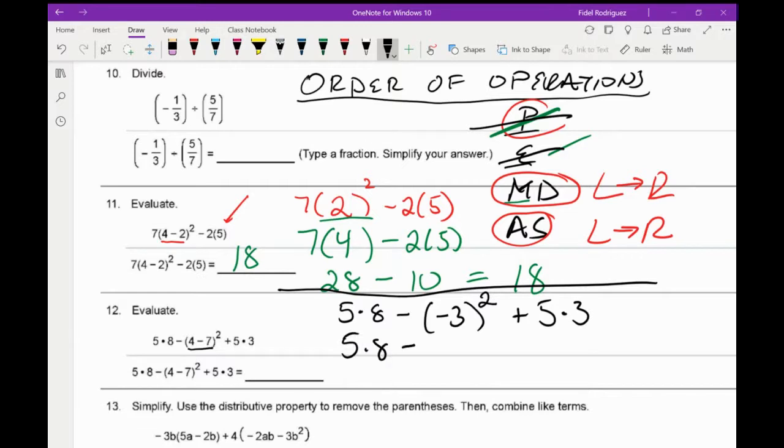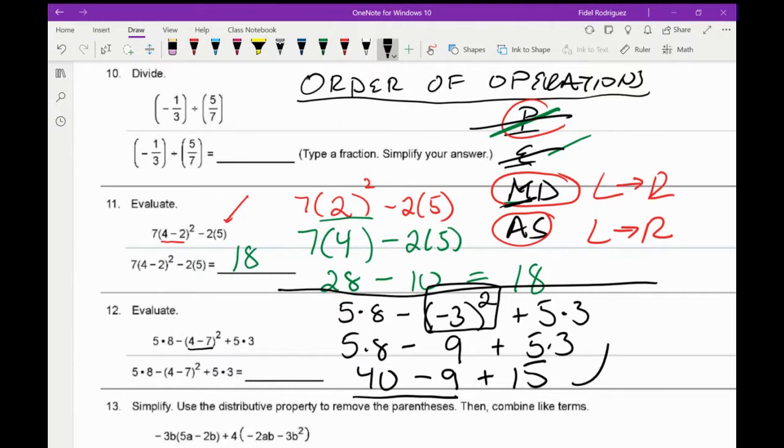So I'm going to go 5 times 8 minus. Now notice what we have. We have negative 3 in parentheses. So this means negative 3 times negative 3, that's a positive 9, plus 5 times 3. Okay. And now we do have multiplication, so we're going to go ahead and do that. So 5 times 8 is going to give me 40 minus 9 plus 5 times 3 is 15. Okay. And now, guys, I'm just going to go in order from left to right. So 40 minus 9 is a 31 plus 15. And 31 plus 15 should just leave me with 46.